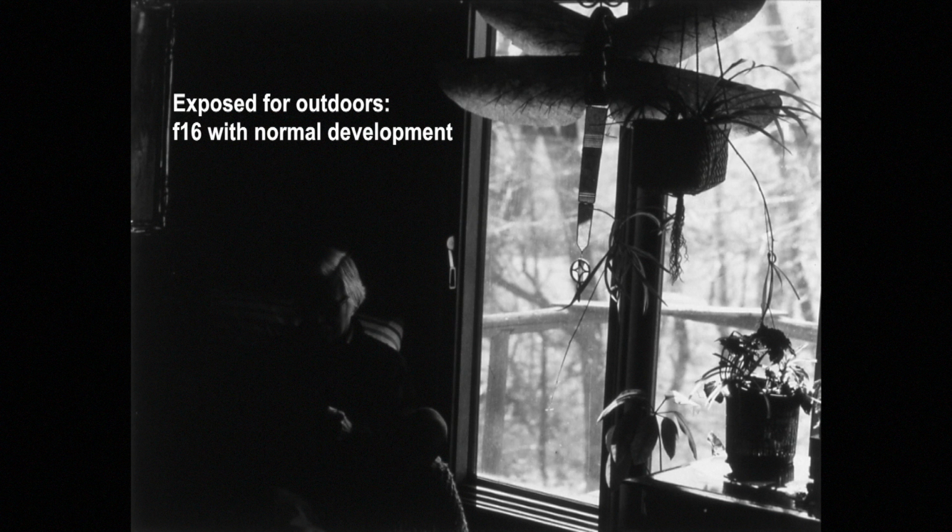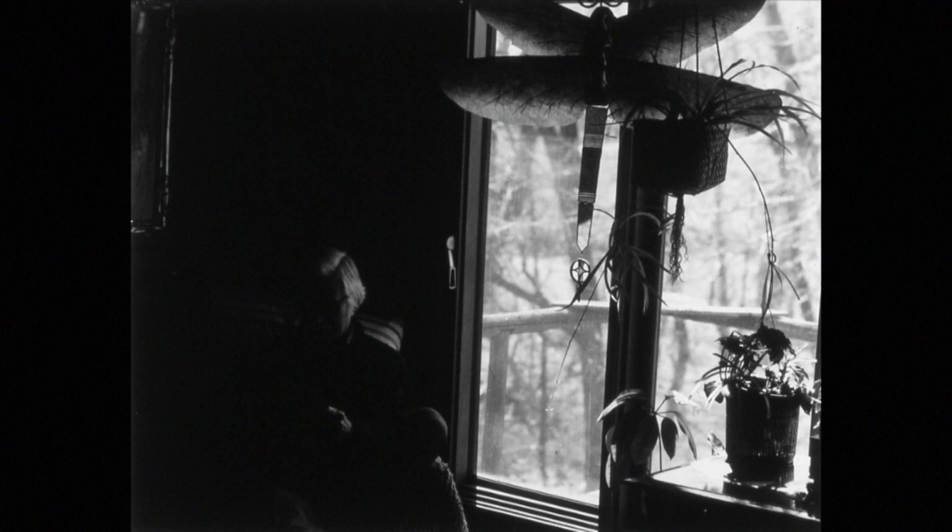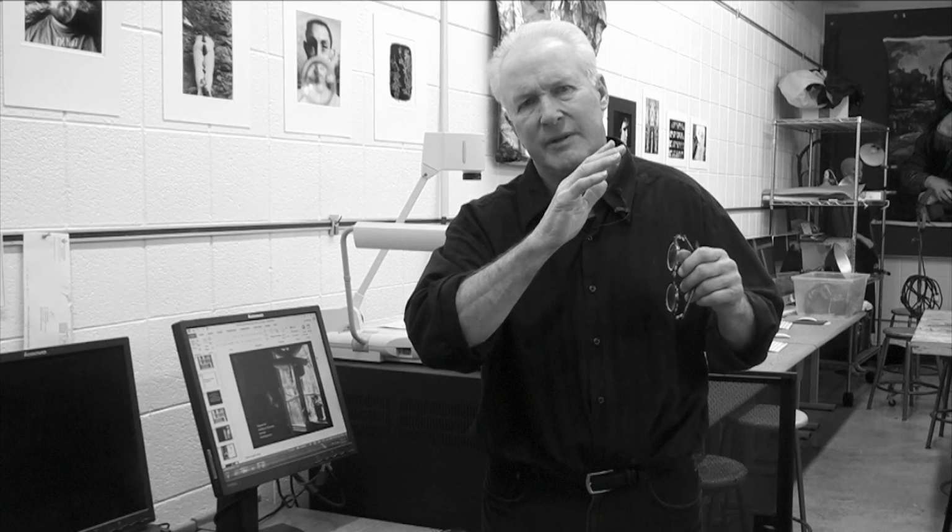And here are some examples. I set up my camera with my father in the scene, and he was reading a book. It was in the winter time, and I made a series of exposures. The first exposure, as you see here, is when I exposed for the outdoors. I shot it at about f/16, and then I developed the film normally. Now the outside looks good, but as you can see, f/16 for the interior is way underexposed. So there's practically no detail on the negative.